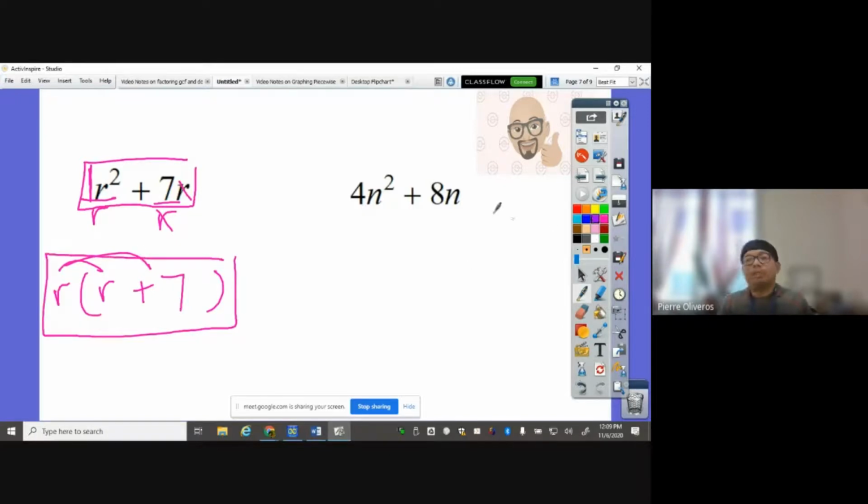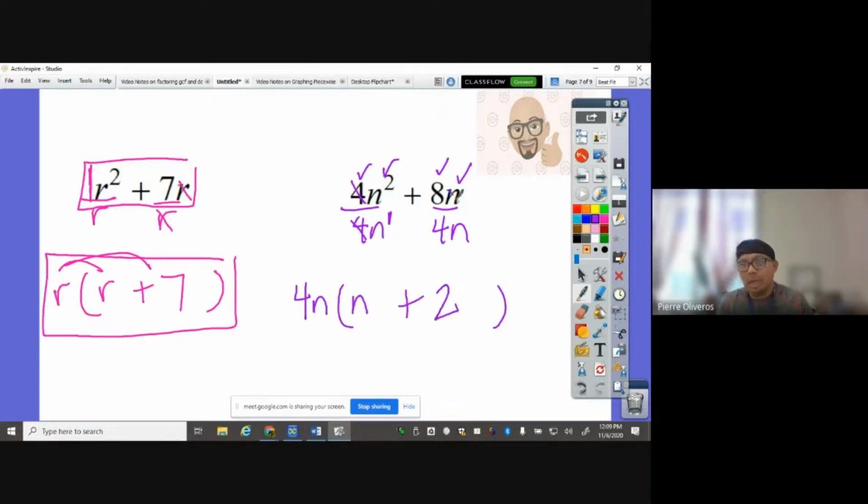Okay? What if the value of your a is not equal to 1, but you can just simplify them by GCF? Look, 4 and 8 have a common factor, which is 4. Do both of them have n? Yes, the smallest n there is n. Divide them both by 4n because that's your GCF. 4 divided by 4 is cancelled out. N squared divided by n, you subtract the exponents, it's just going to be n. Plus 8 divided by 4 is 2, and n is cancelled out, and that's the answer there.